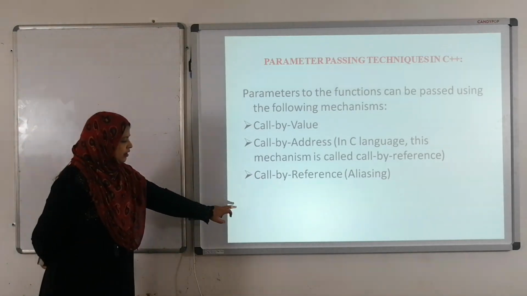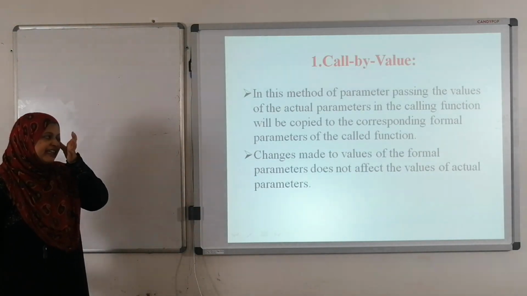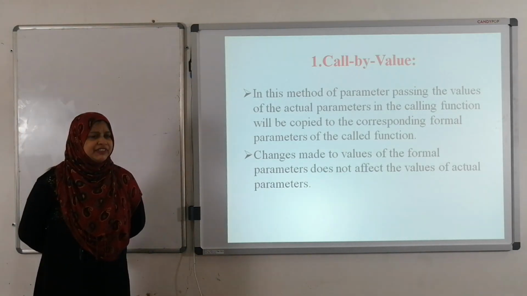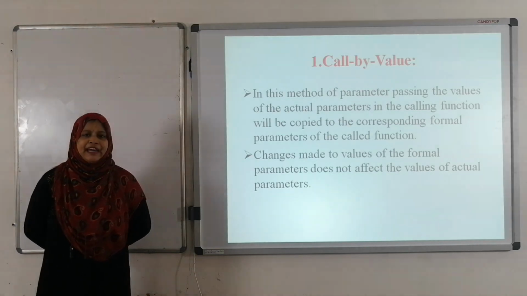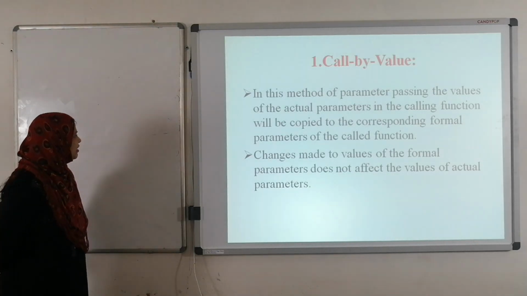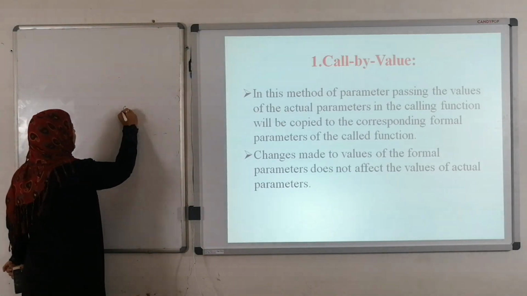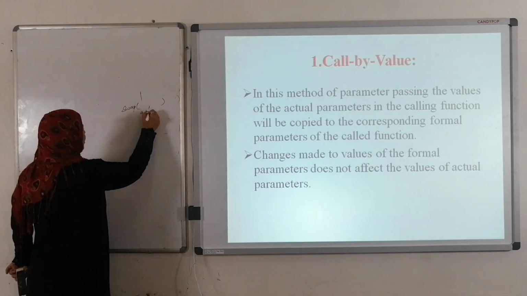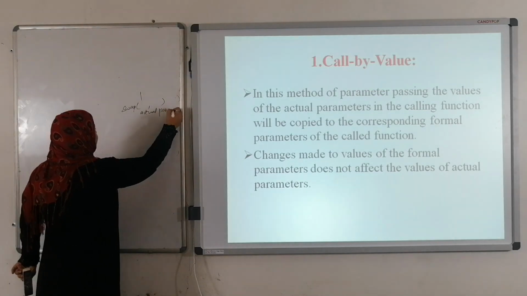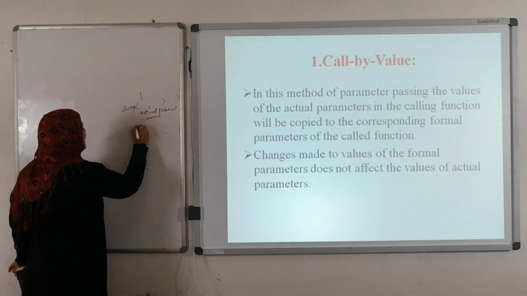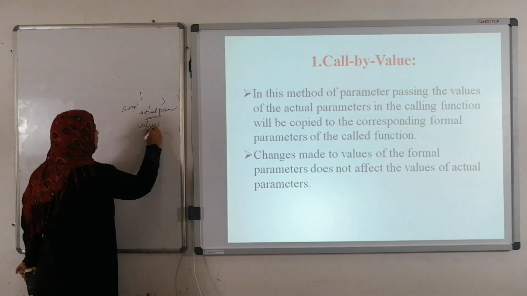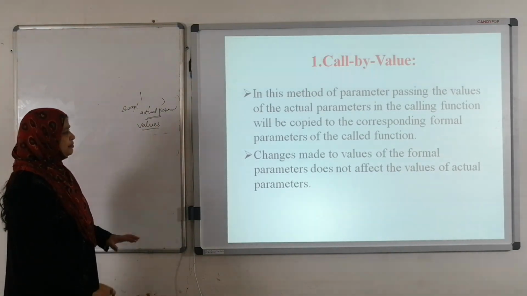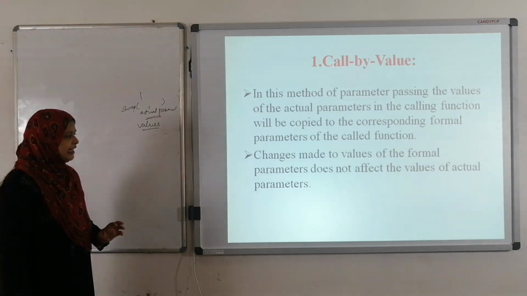Now, call by value. In call by value, we are passing the values of the parameters, right? For example, if I am going to use swap here, these are the actual parameters. For the actual parameters, we are passing the values of those particular variables to the called function, right?